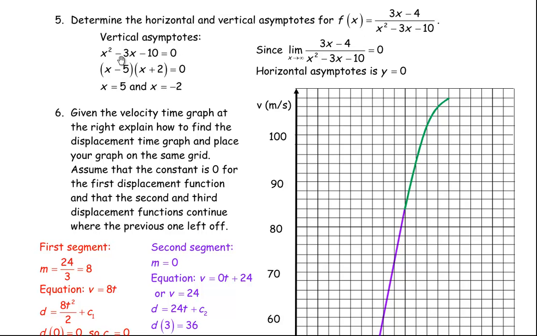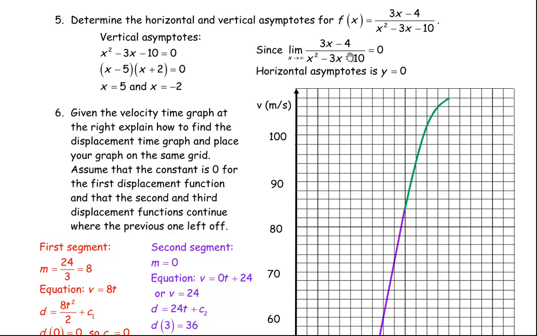And we can factor this trinomial. We'll look for two numbers that add to -3 and multiply to -10, and -5 and 2 are those numbers. So this would factor into x minus 5 and x plus 2. And so if we set x minus 5 equal to 0, we get x equals 5 for one of the vertical asymptotes. And if we set x plus 2 equal to 0, we get x equals -2 for the other one. So those are the two values that make the denominator 0 and hence the function undefined. So those are the two vertical asymptotes.